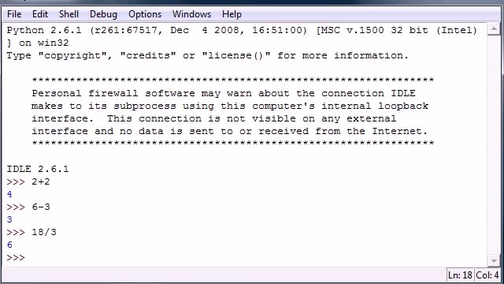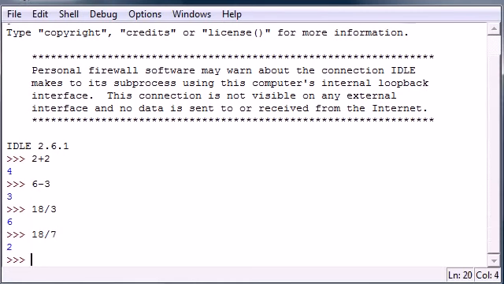But what if you try integer division with numbers that don't divide evenly, like 18 over 7? Now this is 2 point something, but once you do that, it just gives you 2. And this is because Python is looking at your question, 18 divided by 7, and it says, alright, you're asking me what an integer divided by an integer is, so I'm going to give you an integer as the answer. But we all know that 18 divided by 7 isn't 2. So how do we tell Python to give us the regular answer?